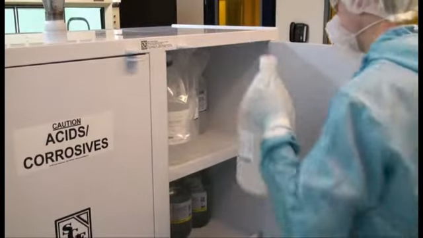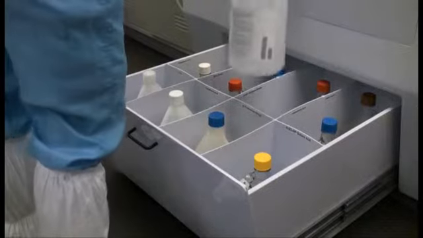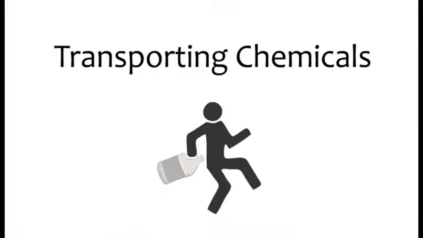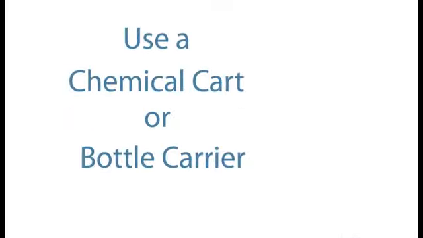Once a chemical has been opened, do not store it in the chemical cabinets. Open chemical bottles have specific locations under the wet benches and fume hoods. Transporting chemicals from storage must be done only using a chemical cart or a bottle carrier.